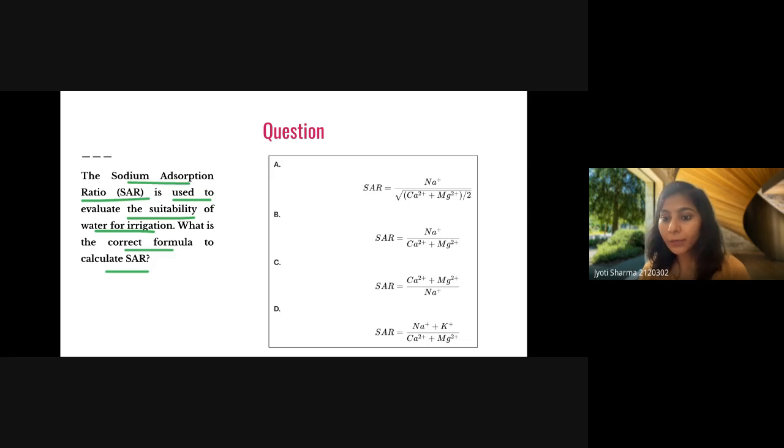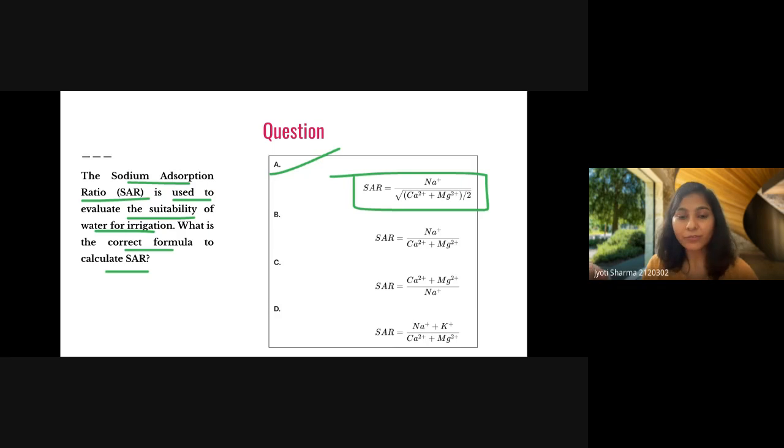Venkateshwara and Pradeep gave me A answer. Okay, yes. Samir gave me C, but I agree with A answer. So this is the formula that we have to cram. So don't worry if you are giving me the wrong answer, because we do not know the formula most of the time. So this is the formula: sodium divided by the root of calcium plus magnesium divided by 2. This is how we can calculate the sodium adsorption ratio.